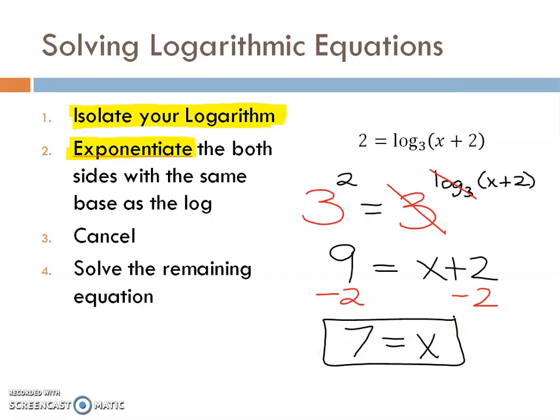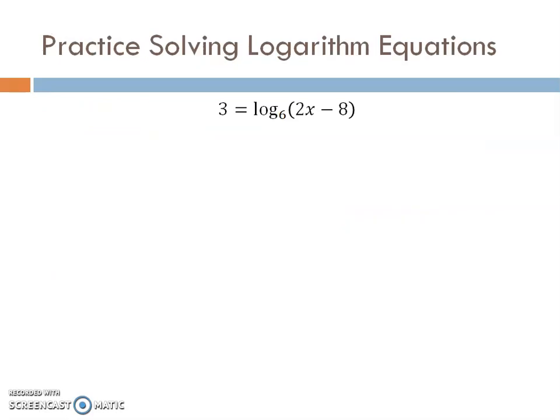Let's do another example over here. I've got a 3 equals log base 6 of 2x minus 8. Again, I've got to make sure this logarithm is by itself. And it is. There's no extra plus 2 or something over there. Okay? So I need to exponentiate. What does the base need to be when I exponentiate? Well, that's a base of 6 there. So we're going to need to exponentiate with a 6.